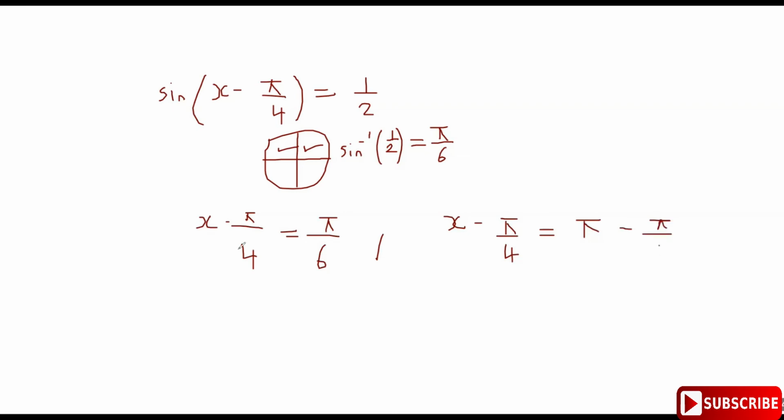Now all we need to do is simplify or make x the subject. Making x the subject over here is going to be pi by 6 plus pi by 4.